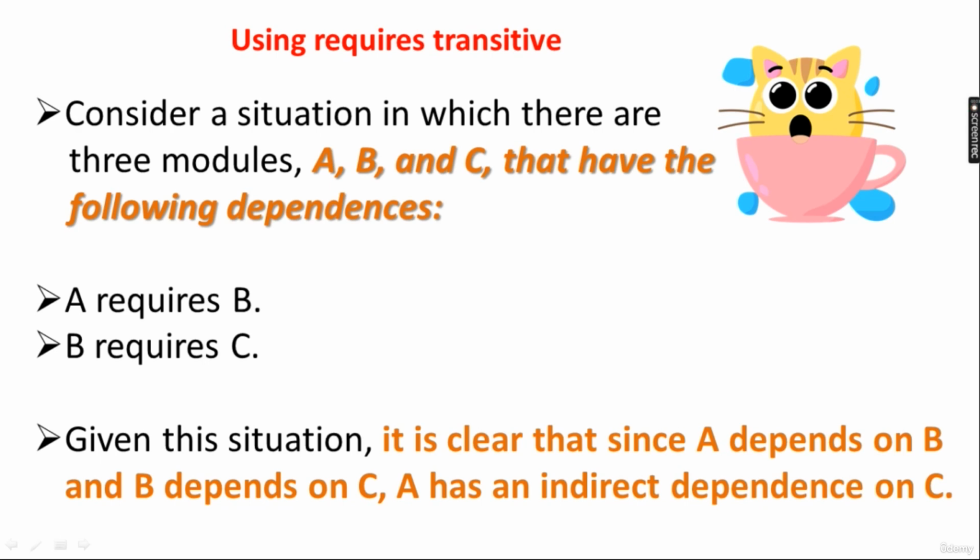Consider a situation where there are three modules A, B, C, and A is requiring B, B is requiring C. It is clear that since A is dependent upon B and B is dependent upon C, A has an indirect dependence on C, like we have already seen in mathematics. So A depends on B, B depends on C, so A has an indirect dependence on C.